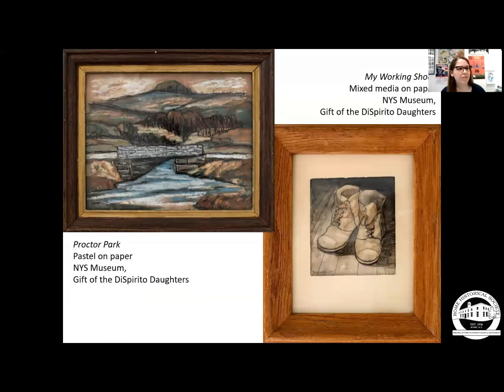Here on the left is an image of Proctor Park, which DiSpirito drew with pastel on paper, and that is another construction project that he worked on in the Utica area as a stonemason bricklayer. You can also see his mixed media work on paper of his working shoes. Again, another homage to the working man and that life that he led during the day.